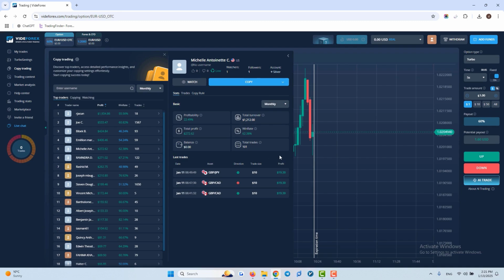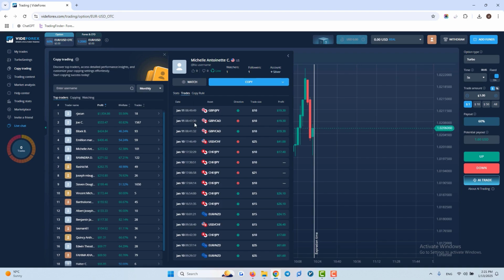Check if trades were buy or sell. In Copy Rules, see any set rules. Click Watch to add this trader to your watch list. Click Copy to apply settings.